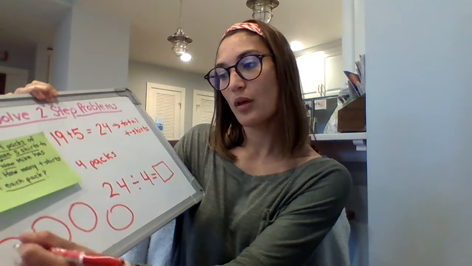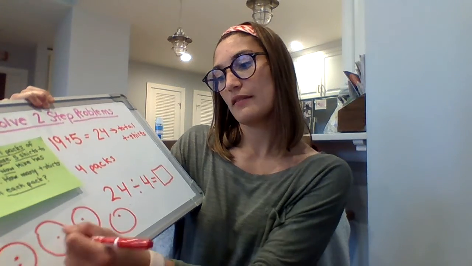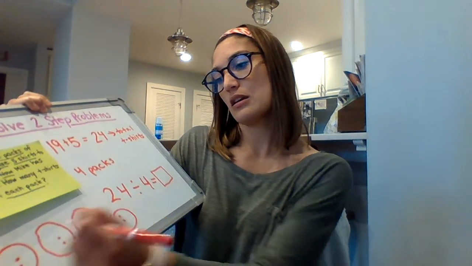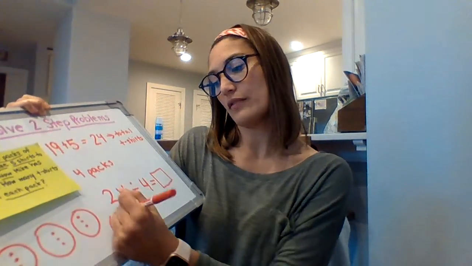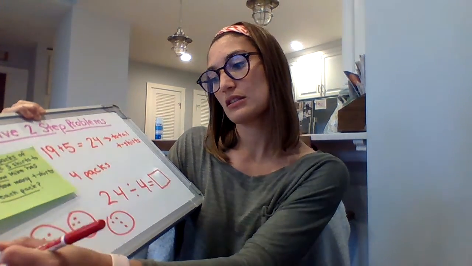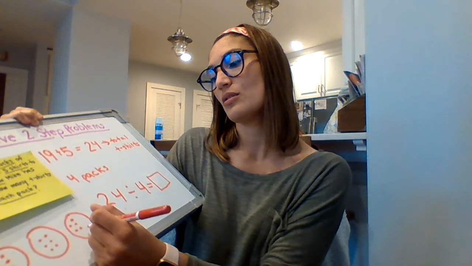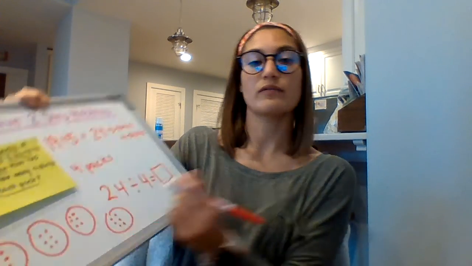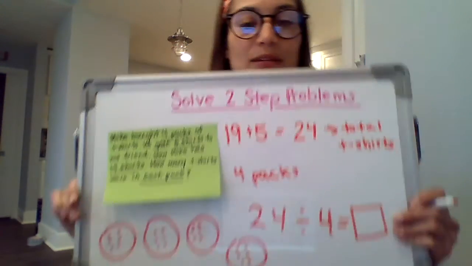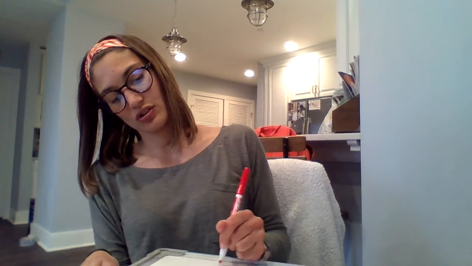So 1, 2, 3, 4, 5, 6, 7, 8, 9, 10, 11, 12, 13, 14, 15, 16, 17, 18, 19, 20, 21, 22, 23, 24. Good. How many are in each group? 6. So, how many t-shirts were in each pack? My answer would be 6 shirts.